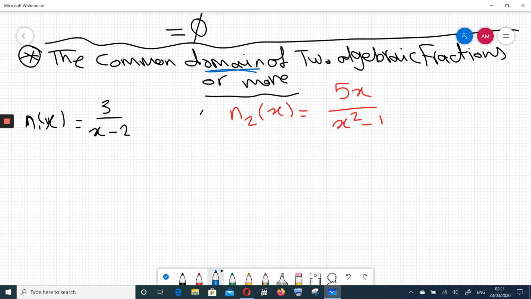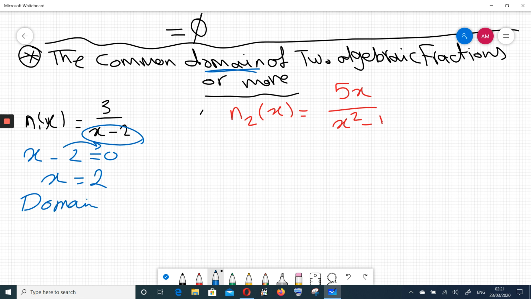Common domain, as we said before, we are going to use our denominators only. So we make x minus 2 equal 0. We take negative 2 to the other side to be positive 2. So x equals 2. Okay, this is the first one. So the domain of n1 is going to be R difference the set of 2.